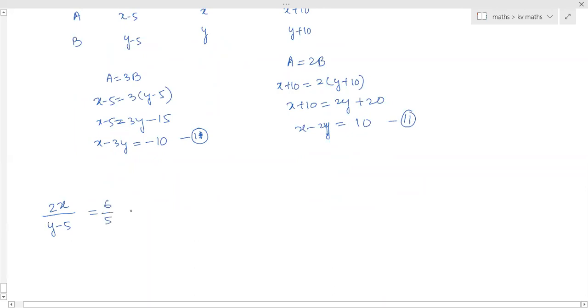And the second one, if the denominator is doubled, now we have to double it, and the numerator is increased by 8, that is x plus 8, the fraction will become 2 by 5. It's clear? Yes, ma'am.